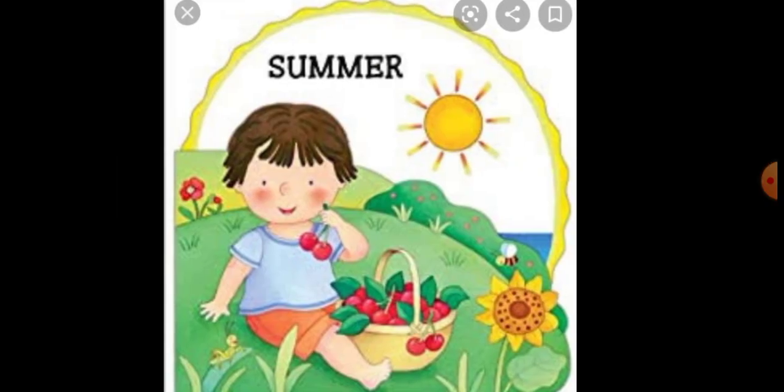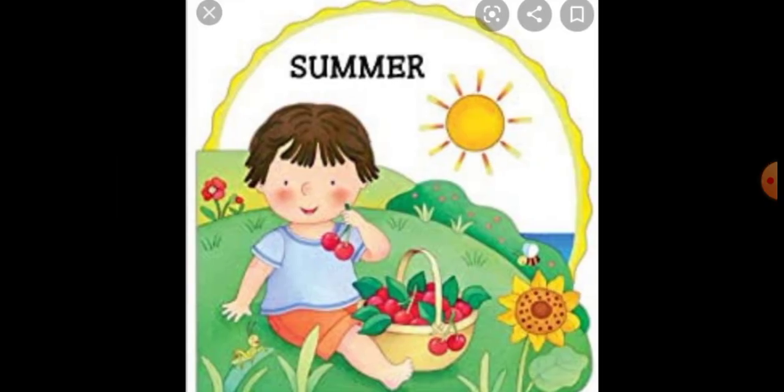During this season, people wear light dresses and they prefer staying indoors. And also, during summer, people like to visit hill stations to escape the heat.